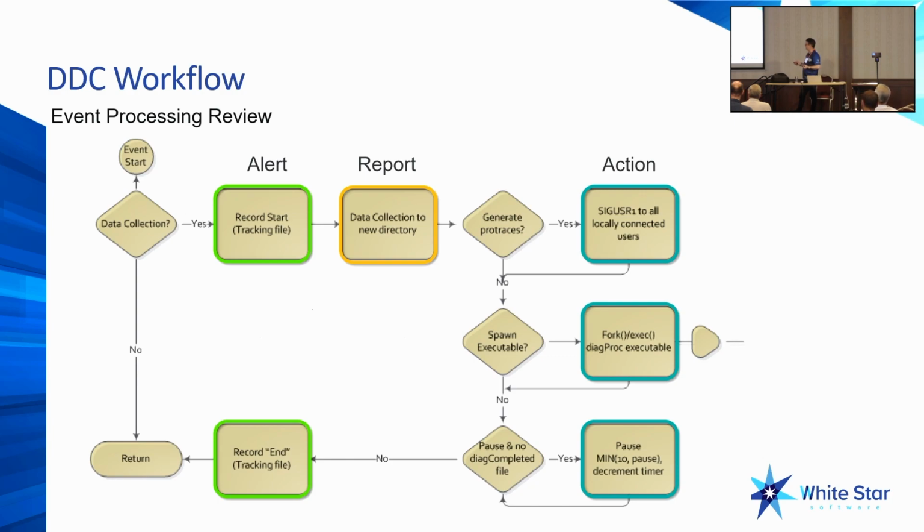And then it looks to see, did you enable the feature for generating pro traces? If that is true, then it sends the signal SIGUSR1 to every one of the clients. So be careful if you have lots and lots of shared memory clients on Unix. If you've said you want a diag proc, then it will execute that. And if you've used a pause, then it's going to be in a loop here until the pause expires one way or another. And then finally, it records the end entry in the tracking file, and that's the end of the event process.